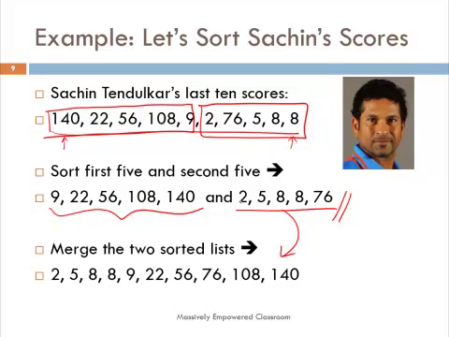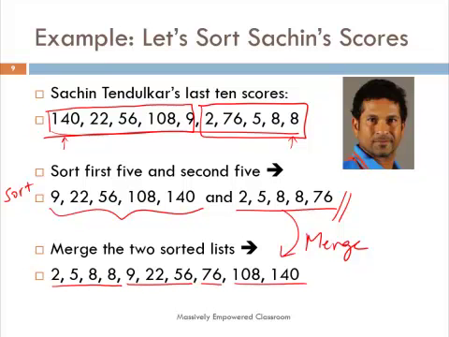How does it work? So we compare 9 and 2, 2 is smaller, so 2 goes there. We compare 9 and 5, 5 is smaller, so 5 goes there. We compare 8 and 9, 8 goes there, 8 and 9, 8 goes there. So in this case, all these 4 elements came from the second array because all of them were smaller than the smallest element of the first array. Then we get 3 elements from the first array. Then 76 is smaller than 108, so we get 76 there, 108 and 140. So my merge algorithm can produce this provided I can sort arrays of length 5.